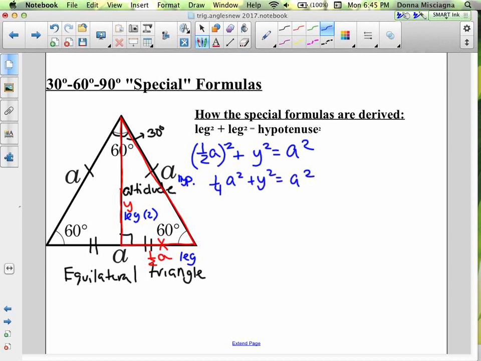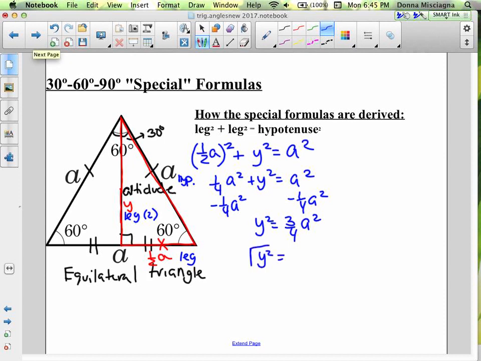I've got A's on both sides, so let's combine the A's together. Right? So we're going to subtract 1/4 A squared from both sides. So now I have Y squared is equal to 1 minus 1/4. Well, 1 is the same as 4/4. This is going to be 3/4 A squared. Now, we weren't solving for Y squared, we were solving for Y. So let's take the square root of both sides.